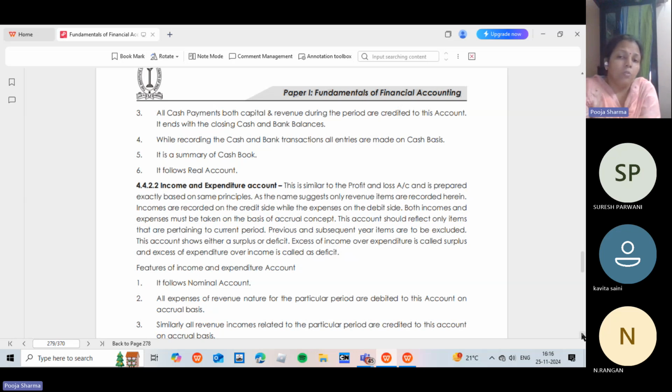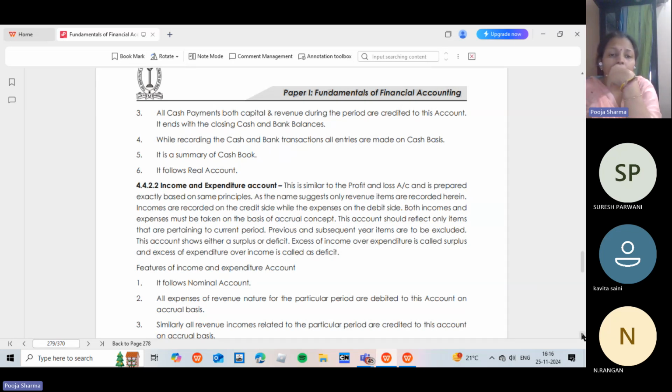One most important feature of the income and expenditure account is that it follows the accrual basis of accounting. Accrual basis means income accrued. As the income accrues, we can post it, whether or not we have received the cash doesn't matter. If the income has accrued but we have not yet received it, we are going to receive it in future, we will post it in the income and expenditure account.